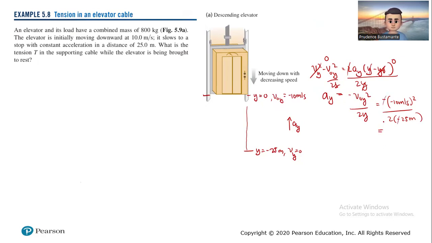So the acceleration is positive actually. 10 squared over 2 times 25, so we have here positive 2.00 meters per second squared. That's the acceleration. Okay, let's go now to the problem.